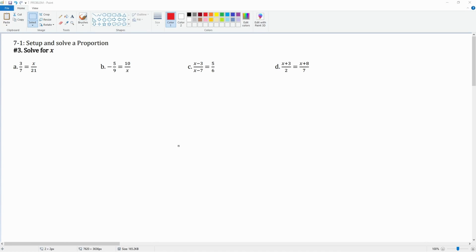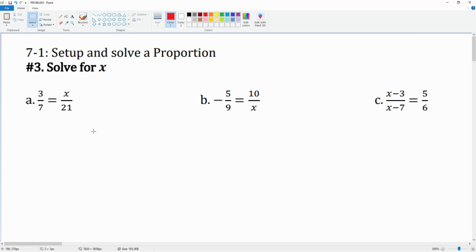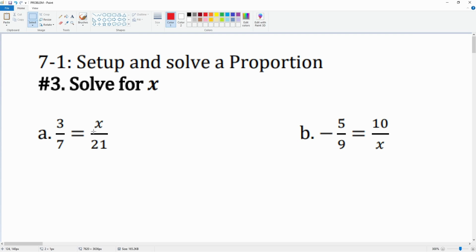Number 3, you're going to solve for x here. These are all proportions that you're going to be solving for. So here we can approach this problem by cross multiplying.